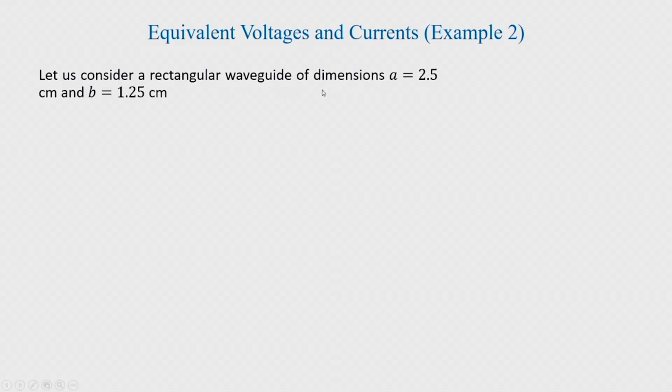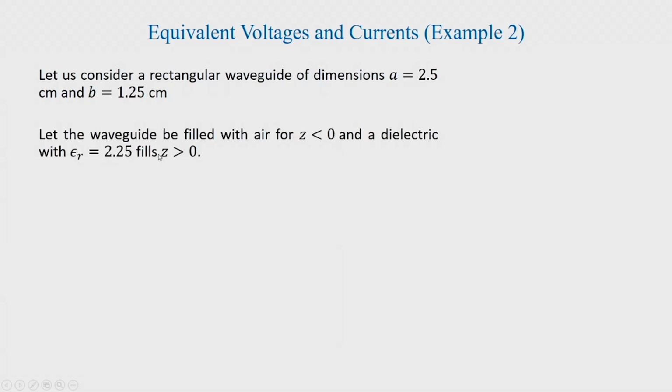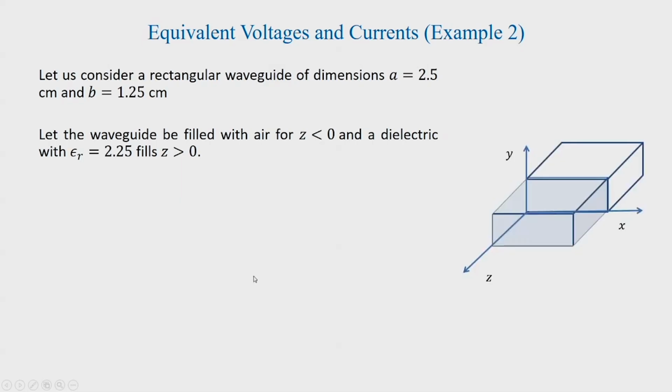Let us consider a rectangular waveguide of dimensions A is equal to 2.5 centimeter and B is equal to 1.25 centimeter. And let the waveguide be filled with air for Z less than 0 and a dielectric material with epsilon r equal to 2.25 for Z greater than 0. So, this is shown here. In this part it is air filled, and in this part of the waveguide it is dielectric filled.